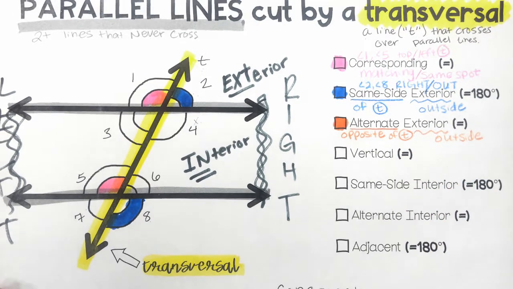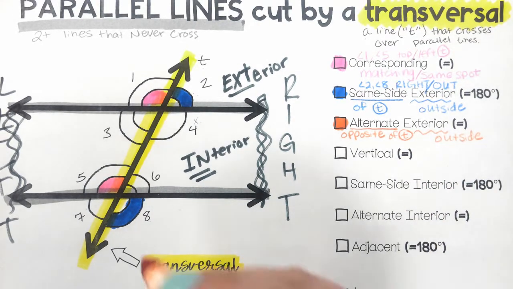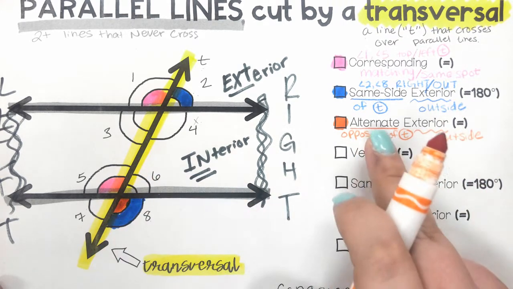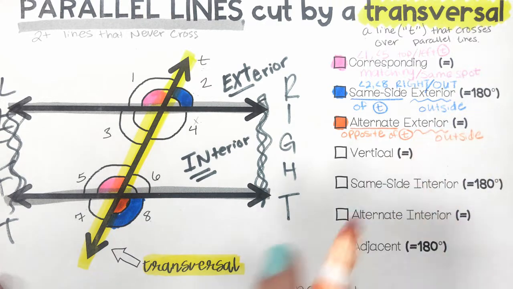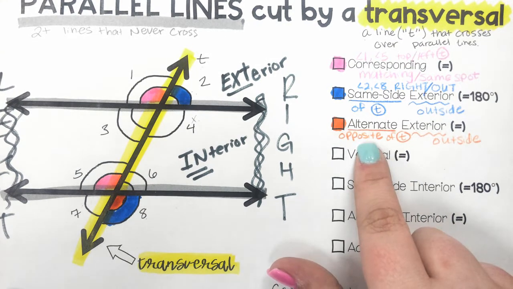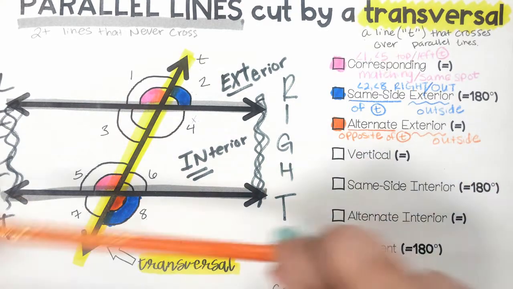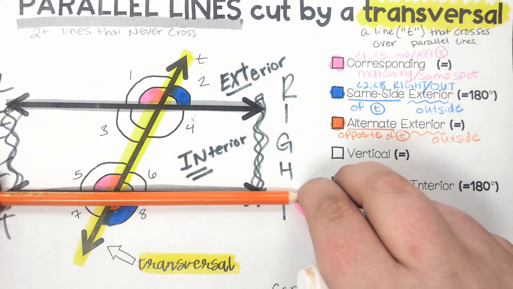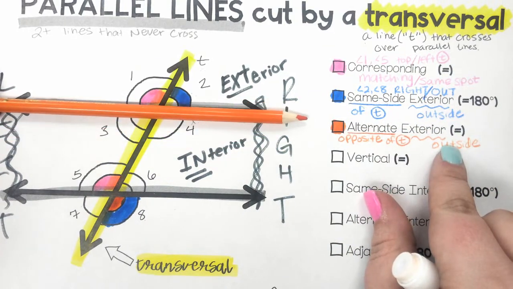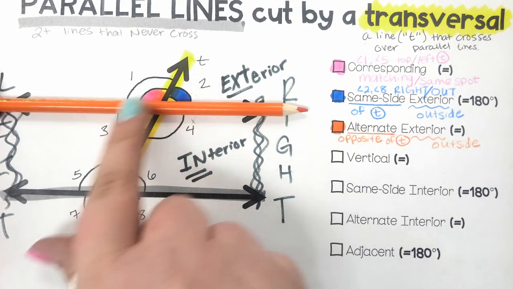Still working with outside angles. Let's go ahead and take a look at angle 8. Using the definition of alternate exterior, we're going to find an alternate exterior for angle 8. Alternate meaning opposite of the transversal. Angle 8 is on the bottom parallel line, so its alternate exterior angle will come from the top parallel line, angles 1, 2, 3, and 4.